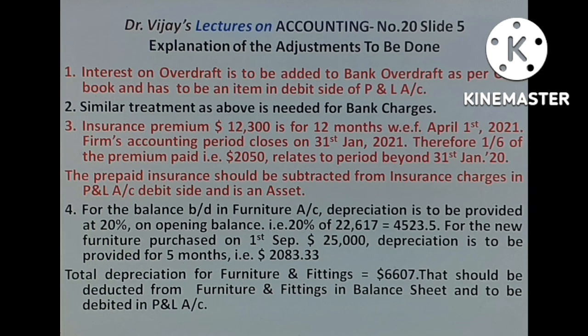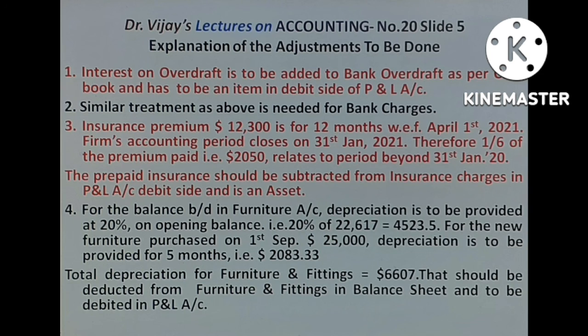We have seen the first information is interest on overdraft charged by the bank is recorded in passbook. It is implied that it is not recorded in cash book. The overdraft makes an addition to the bank overdraft. It's an expenditure. So, interest on overdraft is to be shown in profit loss account debit side and is to be added to bank overdraft and balance sheet liability side. Similar treatment is needed for bank charges also. That is, bank charges to be shown in profit loss account debit side and to be added to bank overdraft and balance sheet liability side.